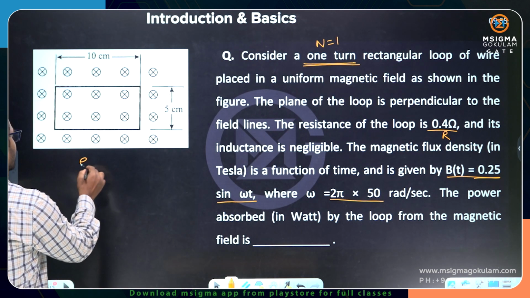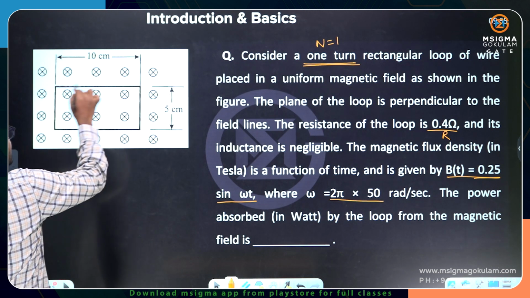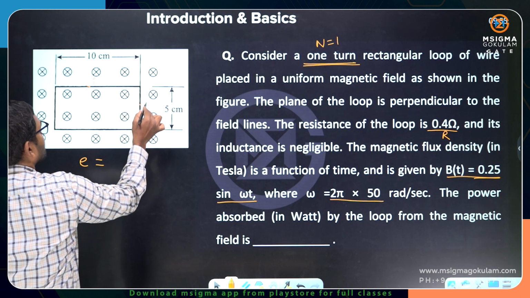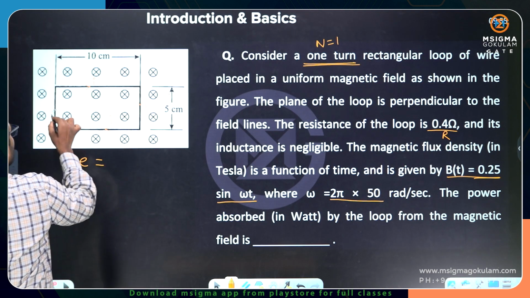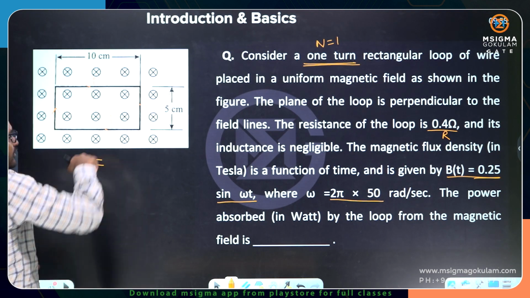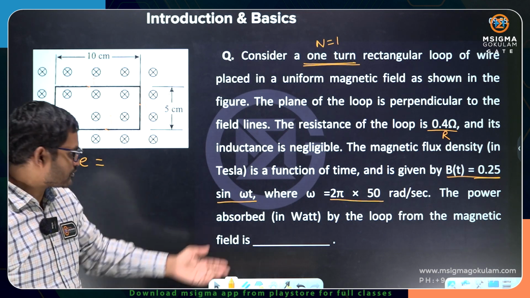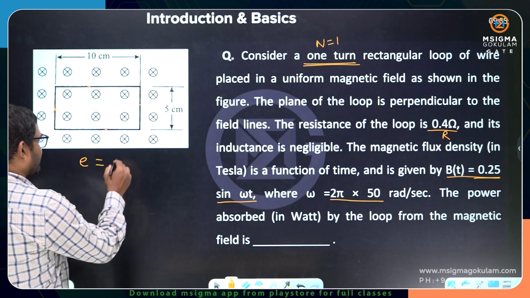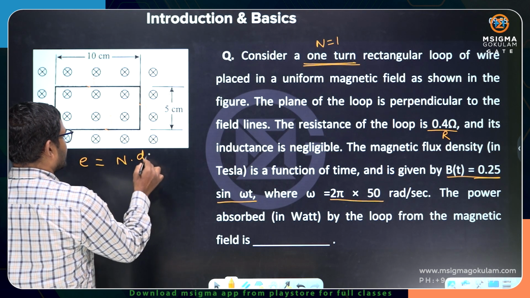No doubt EMF is induced. By the way, it is a loop. If it is a loop, definitely current flows. If the current flows, power dissipation takes place. That is what is being asked, power dissipation. So EMF can be taken as N into d phi by dt.